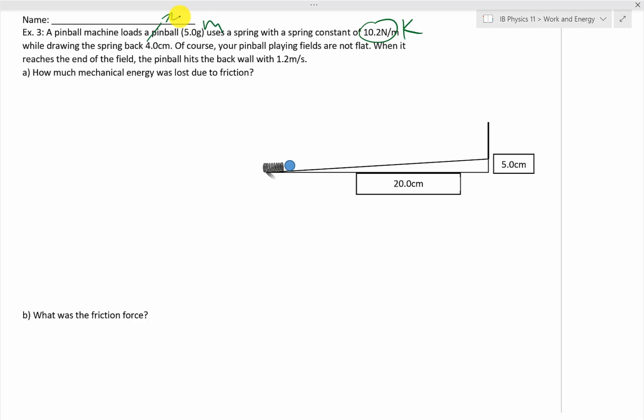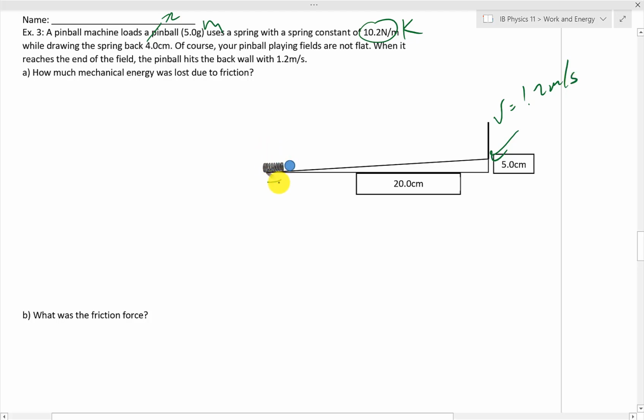When it reaches the end of the field, so probably here, the pinball hits the back wall with 1.2 meters per second. So speed here is 1.2. How much mechanical energy was lost due to friction? Okay, so we have some energy loss. So let's think about this to begin with.